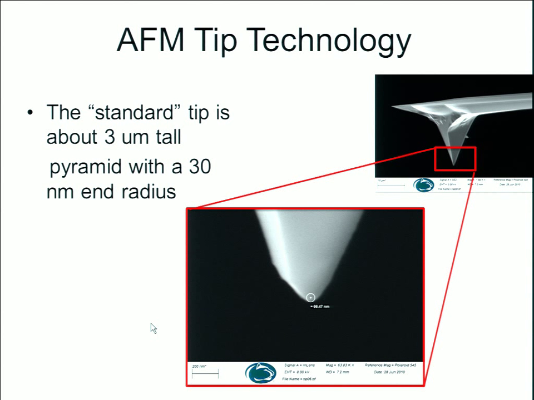A standard tip is about 3 microns tall, pyramidal, with 20 to 30 nanometer radius. Both these images were taken with a scanning electron microscope. The top one is a side view of the cantilever with the tip, and this one is at a higher magnification. This is about 64,000 times magnification, and taking a little radial measurement there, the diameter shown here is 66.47 nanometers. So if you extrapolate that, the arc length, it might be about 20 nanometer radius.